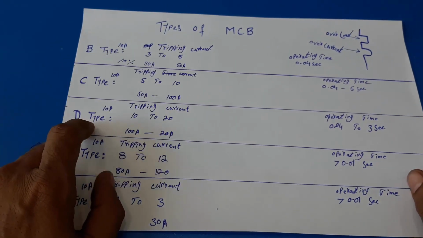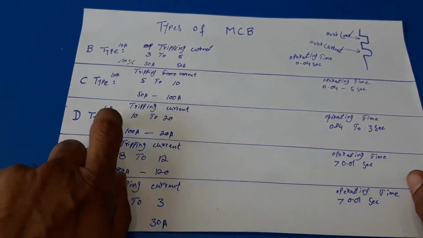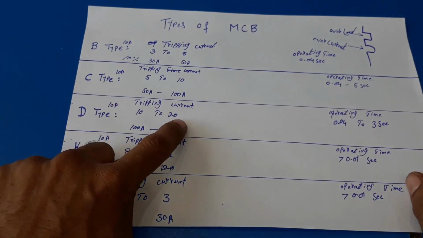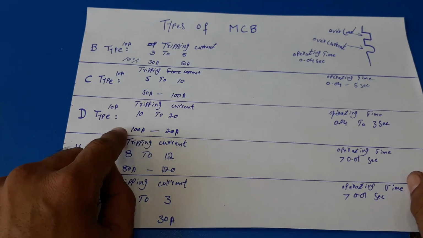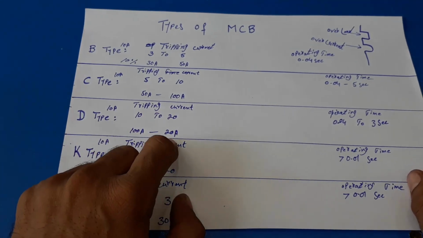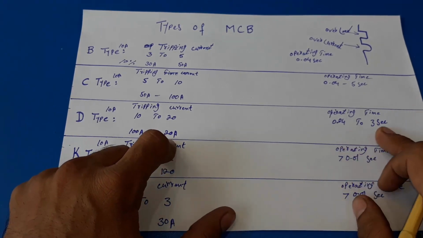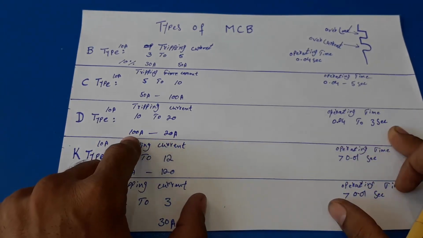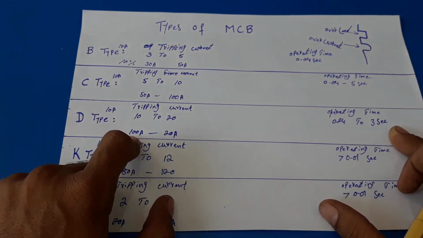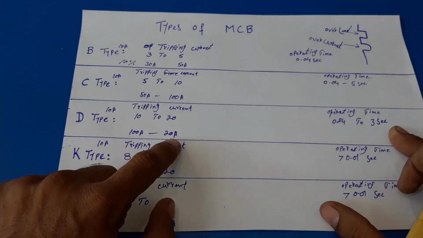MCB, its tripping current and operating time. The D-type has 10 and 20 times tripping current. That means 10 times will be 100 ampere and 20 times will be 200 ampere. It will operate in 0.4 to 3 seconds. In case your MCB has an overload current, it will trip at 100 ampere and 200 ampere.